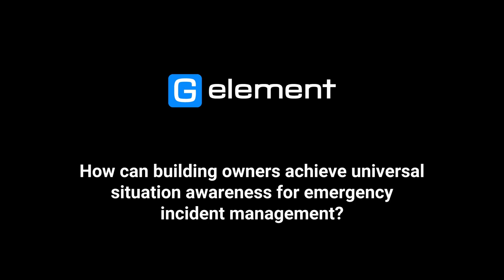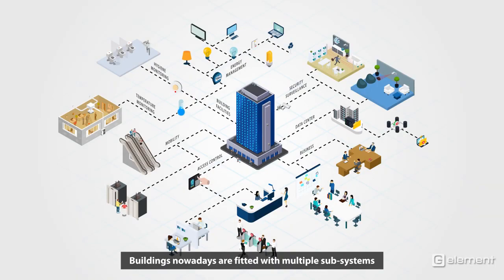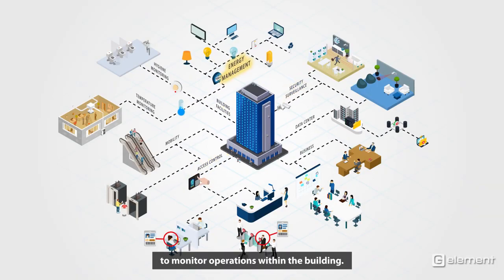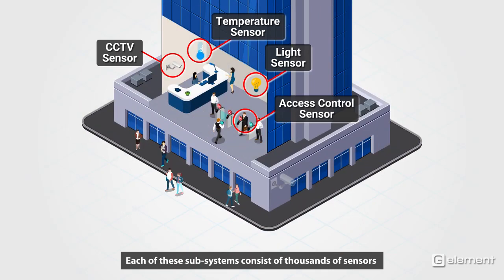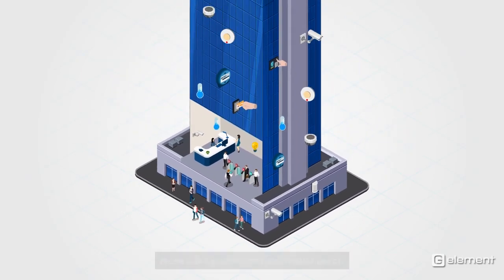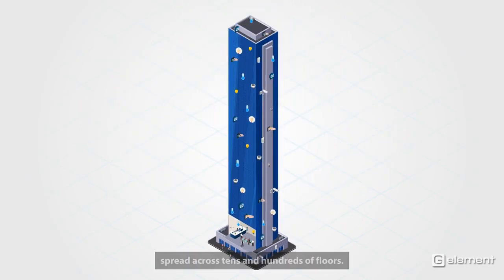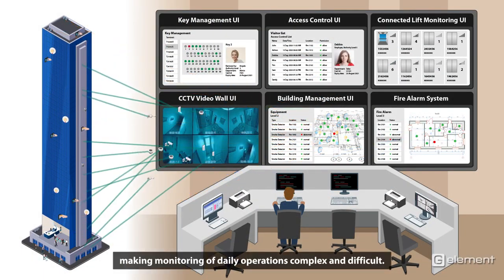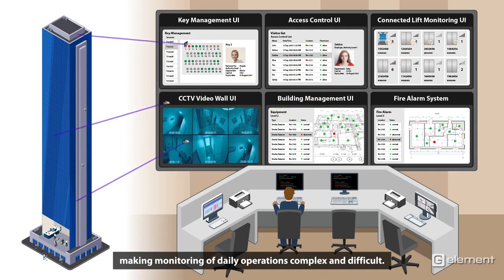How can building owners achieve universal situation awareness for emergency incident management? Buildings nowadays are fitted with multiple subsystems to monitor operations within the building. Each of these subsystems consists of thousands of sensors spread across tens and hundreds of floors. Every subsystem has its own separate management system, making monitoring of daily operations complex and difficult.